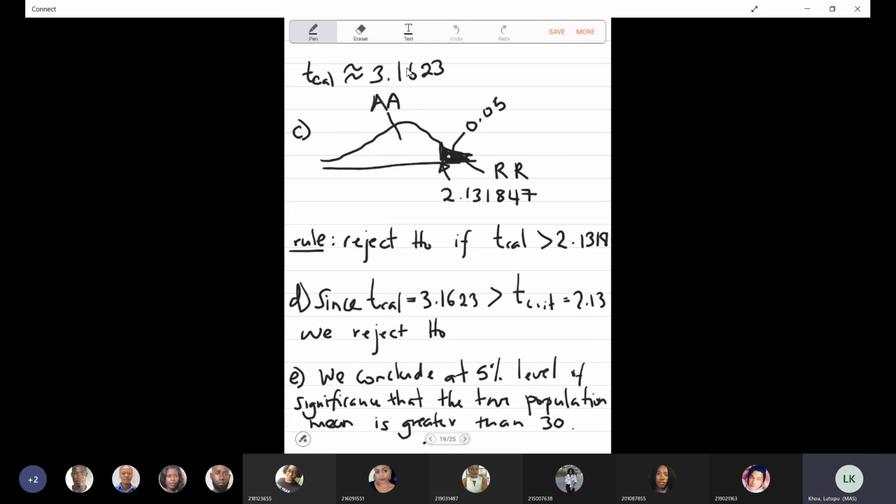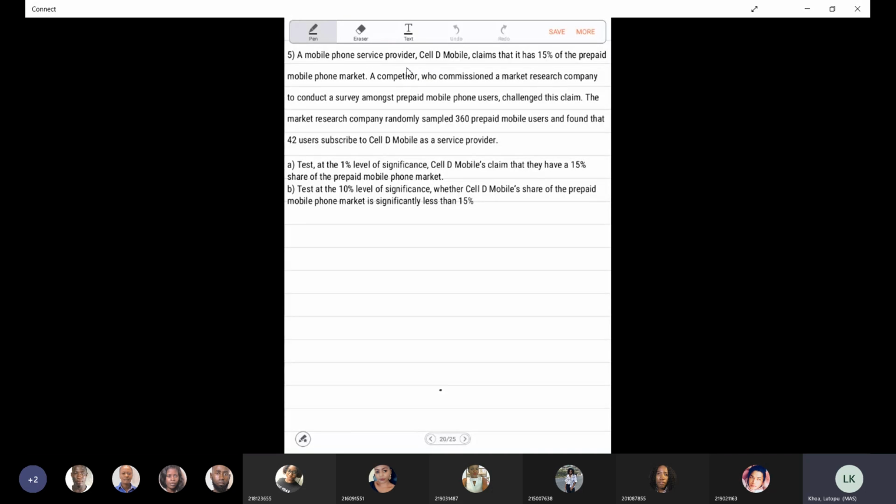All right. So here, a mobile phone service provider, Cell D Mobile, claims that it has 15% of the prepaid mobile phone market. A competitor who commissioned a market research company to conduct a survey amongst prepaid mobile phone users challenged this claim. The market research company randomly selected 360 prepaid mobile users and found that 42 users subscribed to Cell D Mobile as a service provider. Test at the 1% level of significance Cell D Mobile's claim that they have a 15% share of the prepaid mobile phone market.